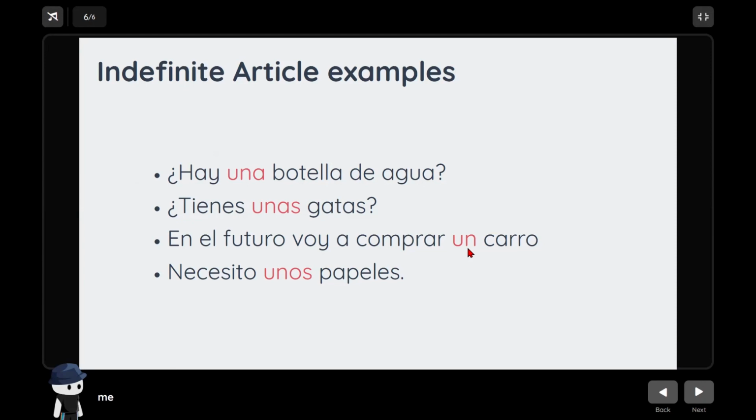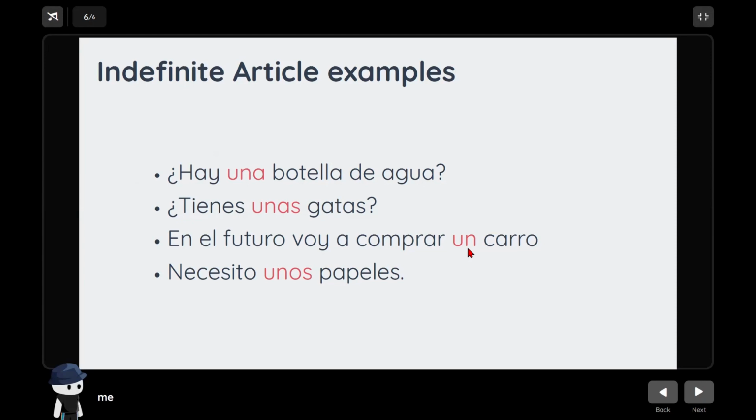Okay. And the final sentence, "necesito unos papeles." I need some paper. I need an amount of paper that is more than one. Give me a couple, give me a few, right? So some and few are synonymous in that way. So I need a few papers. I need some papers, right?